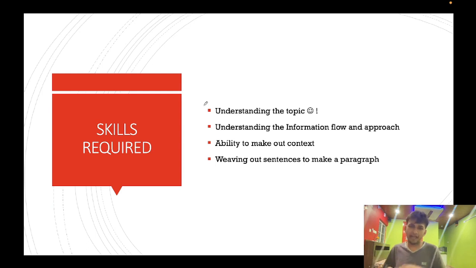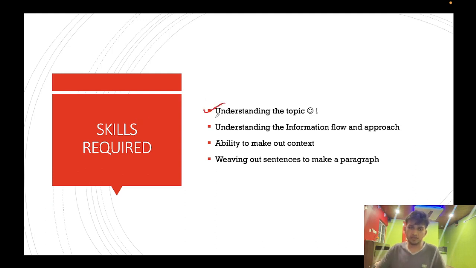We'll find out in the coming examples how this makes sense. Then you need to understand the information flow and the approach of the author, right? This is a very pivotal point, because what is the exact purpose that the author intended for these particular paragraphs? If you have that in mind, you can definitely arrange them in the correct order. Is he explaining something? Is he criticizing something? Being able to identify his purpose in the paragraph will definitely help you establish the order of the sentences.